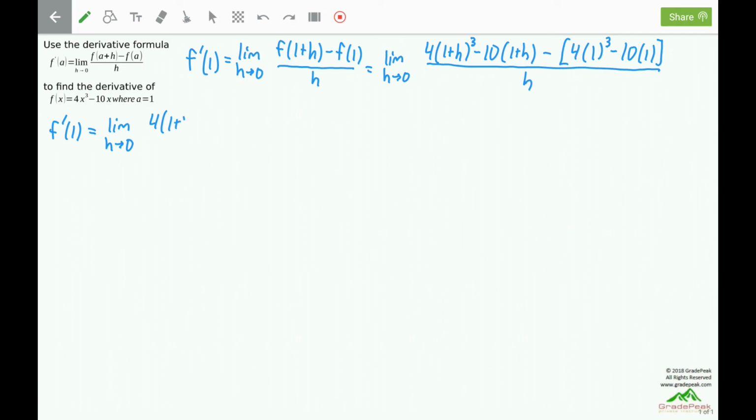So I'm going to write the 1 plus h cubed as 1 plus h times 1 plus h times 1 plus h. I'm going to distribute the negative 10: negative 10 times the 1 will be negative 10, and times an h will be a negative 10h. And then we'll start to evaluate the number in the bracket. So 4 times 1 cubed is a 4. Negative 10 times 1 is a negative 10. All of this is divided by h.